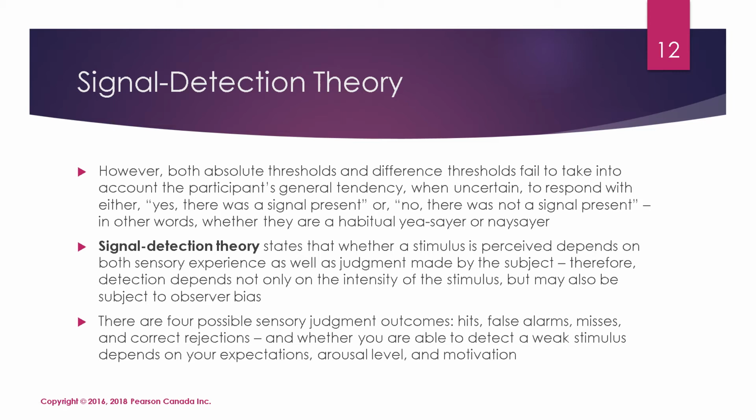Within signal detection theory, there are 4 possible sensory judgment outcomes. There's a hit, a false alarm, a miss, and a correct rejection. Whether you're able to detect a weak stimulus depends on things like your expectations, your arousal level, and your motivation. I didn't explain those 4 yet because I'm going to show you a diagram now that illustrates what I'm talking about.